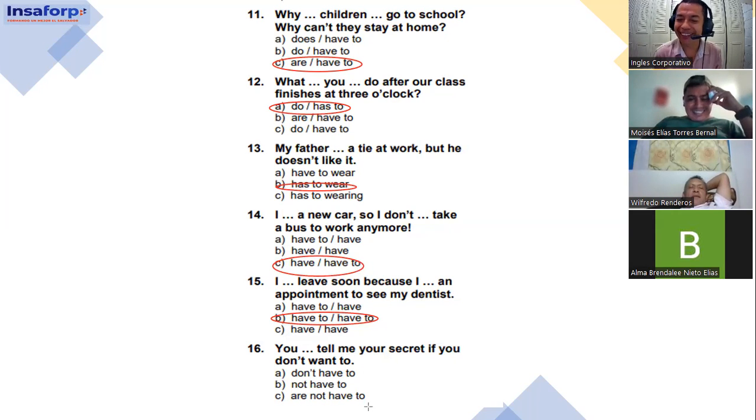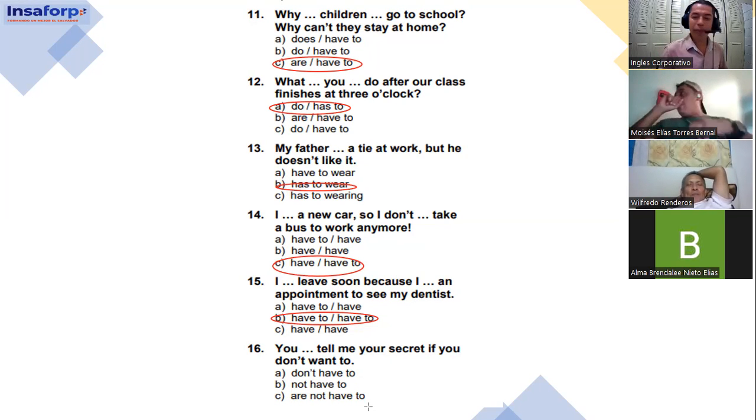Defiéndase. No, for me it's I. A, B, C, D, E, F, H, A. You know? A. Ah, A. Okay. A. Ya ves que no está pasando bien la copia, Wilfredo. Okay. Thank you. Now, number 16 to finish, right? Solo por eso se lo vamos a preguntar a Wilfredo. Okay, Wilfredo, number 16.